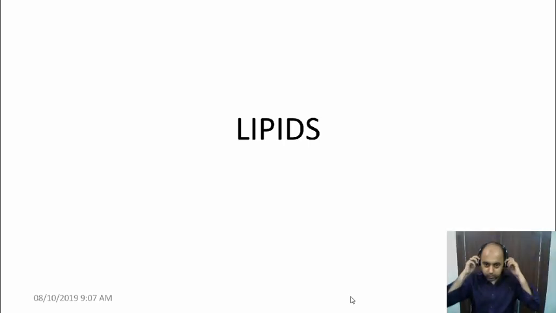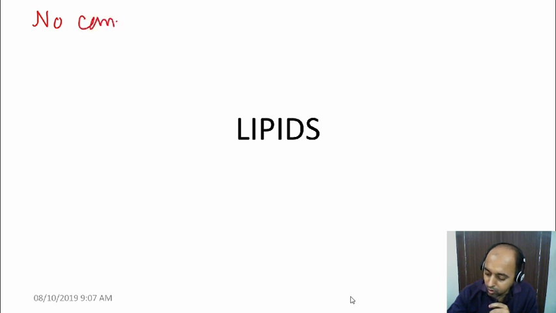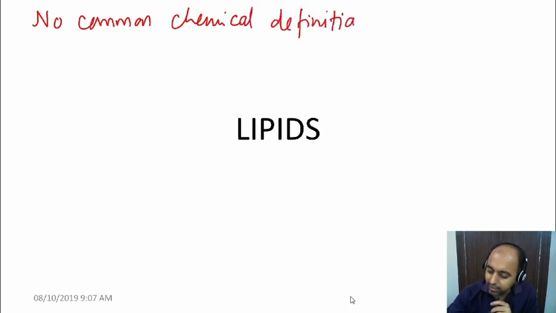Okay, so lipids as a class have a big problem when we try to study them, and the problem is no common chemical definition. We cannot arrive at a common chemical definition which will cover all the lipids. So this makes the study of lipids somewhat unorganized, because a large number of dissimilar molecules on the basis of chemical features are clubbed together under the lipids.